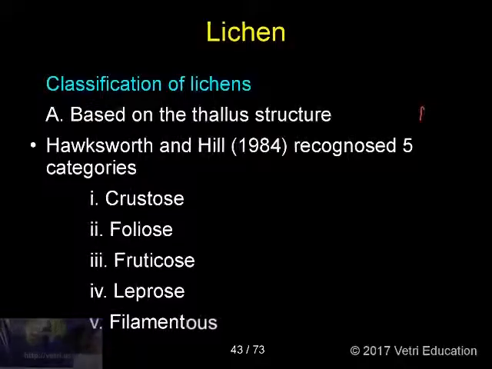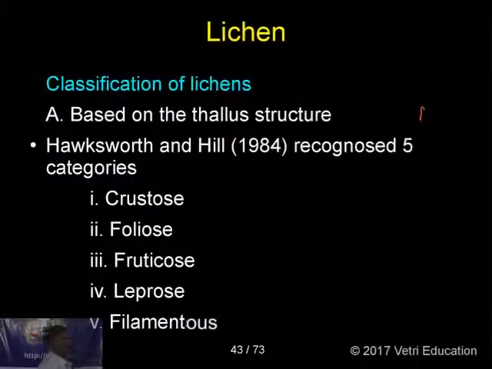These are freshwater forms. So another classification you can find is based on the thallus structure. Hawksworth and Hill recognized 5 categories. They may be crustose, foliose, fruticose, leprose and filamentous. So these are the 5 types recognized by Hawksworth and Hill 1984.